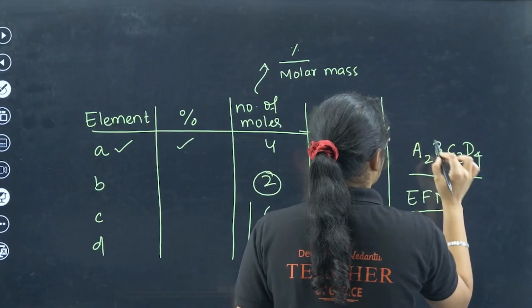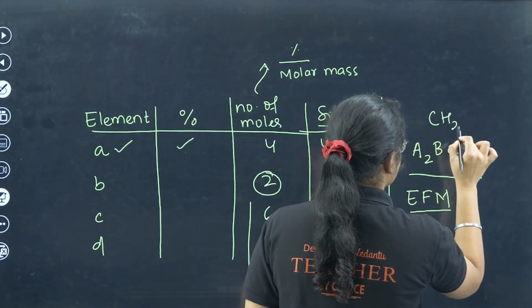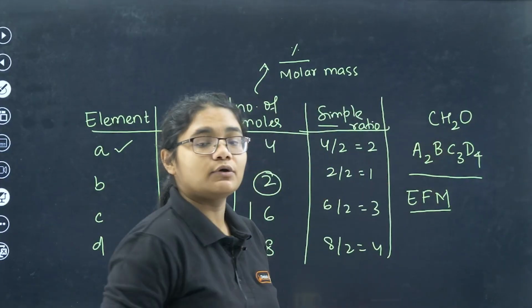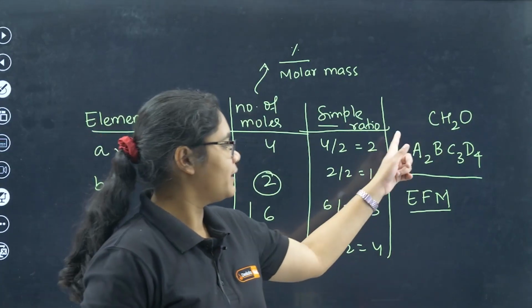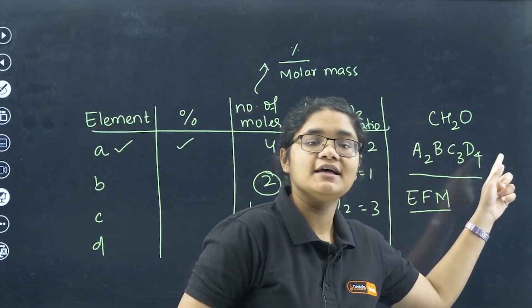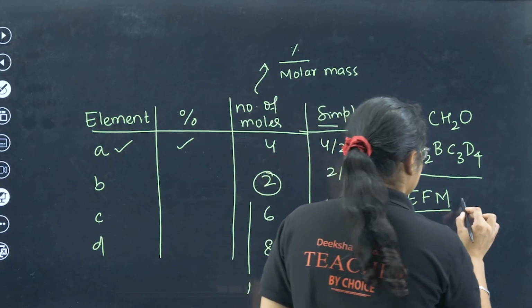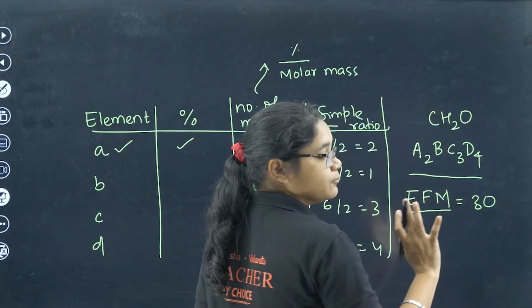Okay, now let me take certain examples. Suppose the empirical formula we got is CH2O. Then what is the empirical formula mass? Just you have to add the masses of them. So 12 plus 2, 14, 14 plus 16, that is 30. Okay, this is empirical formula mass.